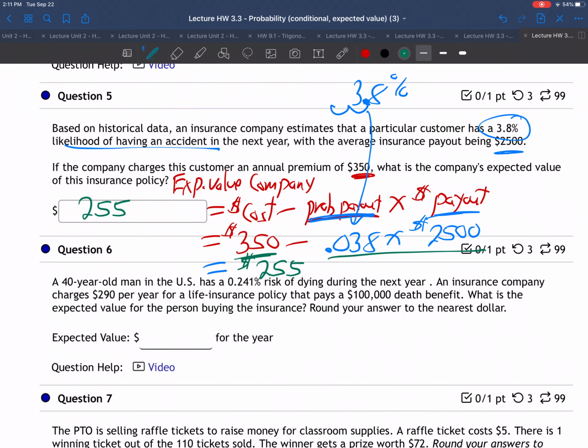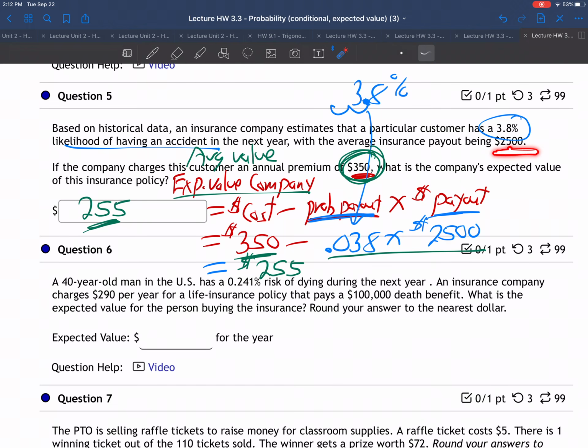Just like that, $255. What is that? Expected value is the same as average value. In other words, on average, this company is going to make $255 per policy. Now, what does that mean on average? Because really, they're only going to make $350 if the customer does not have an accident during the year. That's what they get paid. But a few of the customers will have an accident, and the average payout will be $2,500.